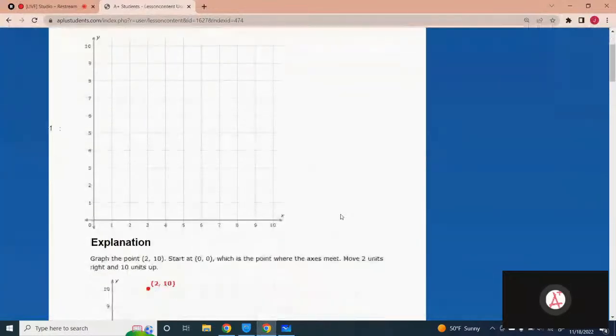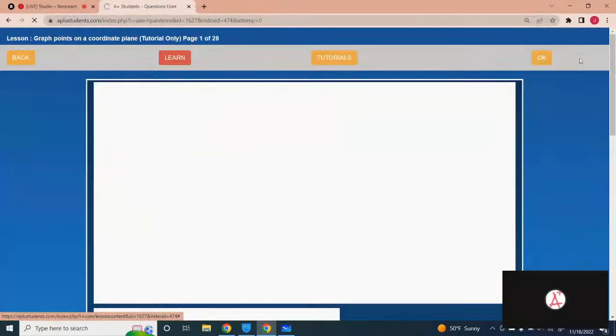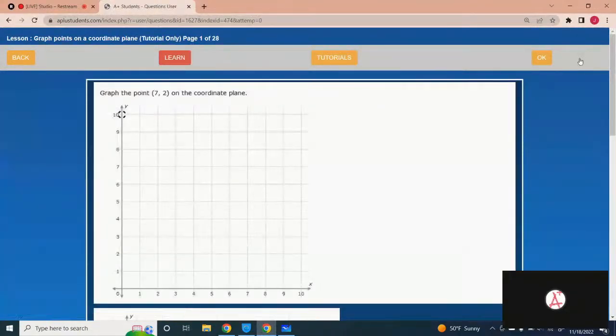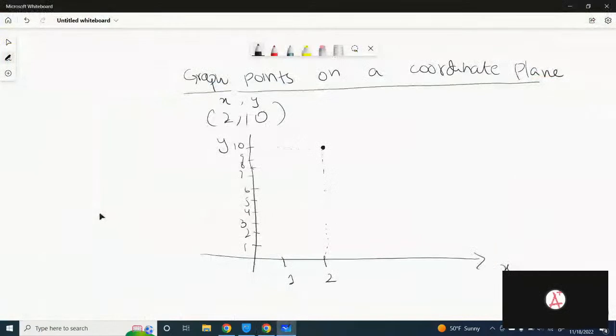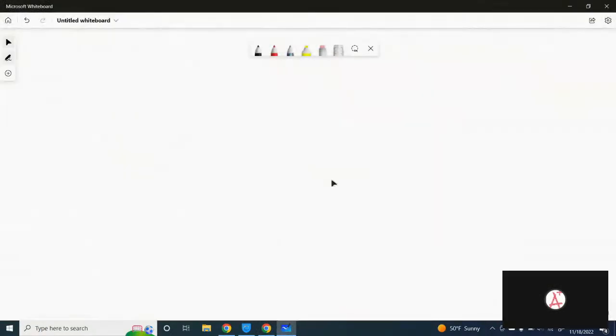The next one is, let's start with a test. Okay, graph the point 7, 2 on the coordinate plane. So you have 7 and 2. That means x has the value 7 and y has the value 2. Got it? Let's just see how can we.